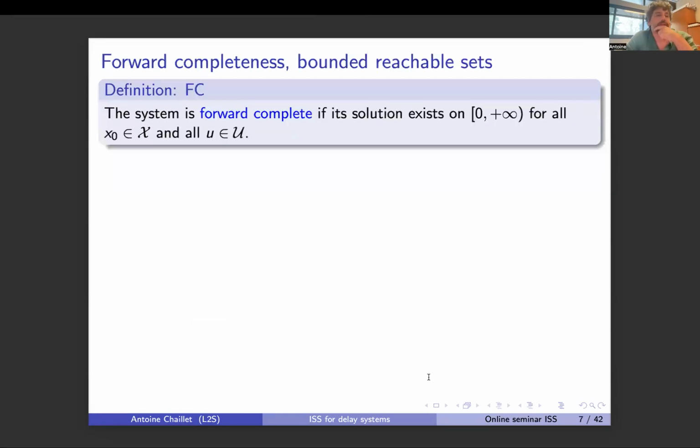So let me talk about forward completeness now. Forward completeness is exactly the same as in finite dimension. I would say that the system is forward complete if all its solutions exist over R plus, starting from any initial state and from any input u. Okay, so just existence of all solutions at all forward times.